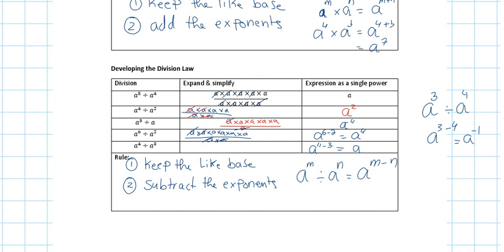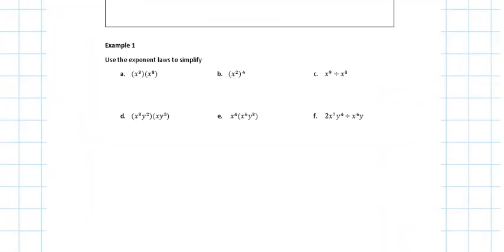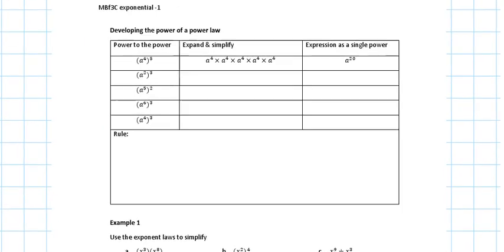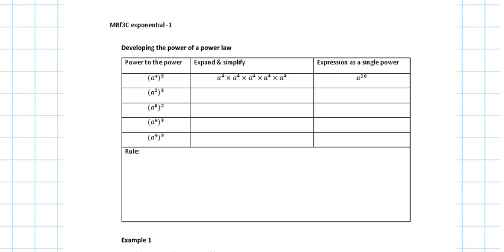So now we're going to move to the power of a power law. Okay? In this case, I have one base. Eyes on me for a second. So I have a to the power of 4. Then I raise that to the power of 5. Okay? That's the same thing as saying I have a to the power of 4, 5 times: a to the power of 4, a to the power of 4, a to the power of 4, a to the power of 4, a to the power of 4. So they're all multiplied together.